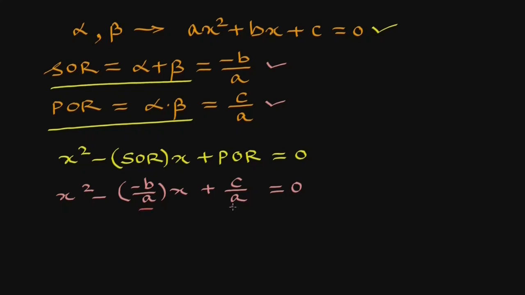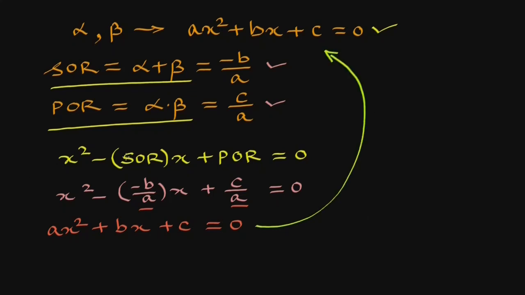A being the LCM, we will multiply throughout by a. That gives us ax square plus bx plus c equals 0, which is the same quadratic equation as this. So in the next problem, we will see how these things can be used to solve a problem on DeMoivre's theorem.